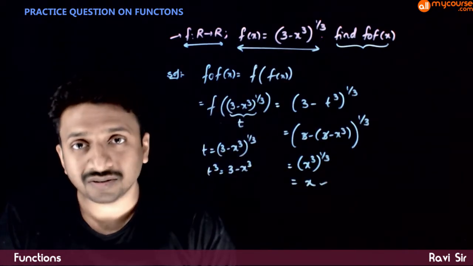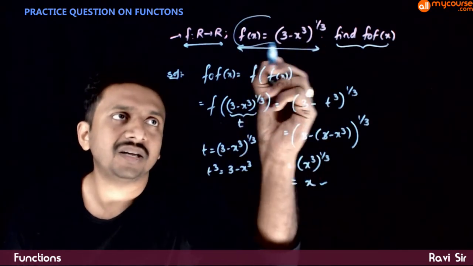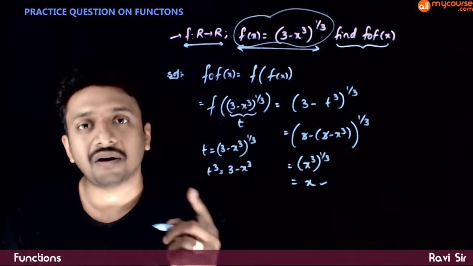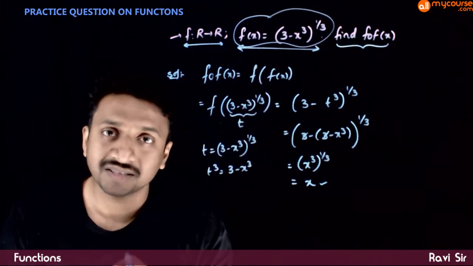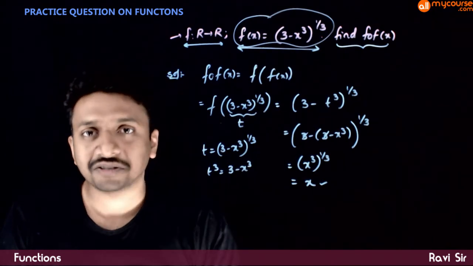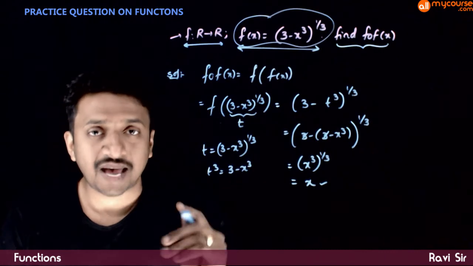So what is the conclusion? The conclusion is that the function is the inverse of itself. If you find the inverse function of f of x, it will turn out to be the same function. Let me show you how this is happening.